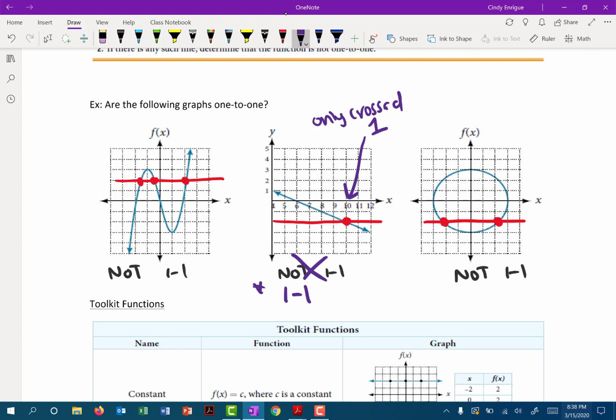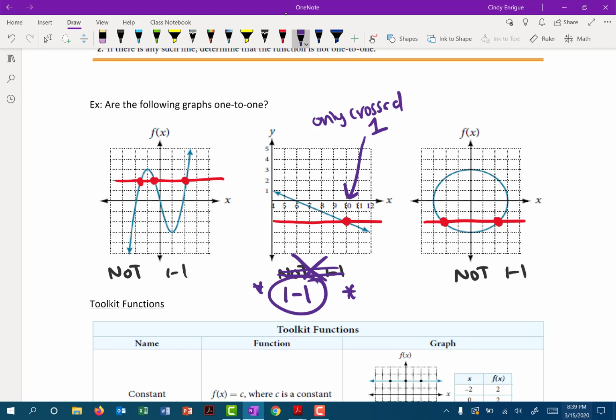Sorry, I got ahead of myself. Since the horizontal line only crossed the graph once, therefore this is a one-to-one function. Okay? The other two are not one-to-ones because they crossed more than once. The middle one only crossed once, therefore by definition it definitely is a one-to-one function.